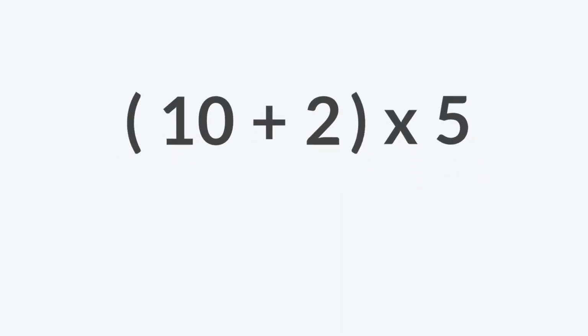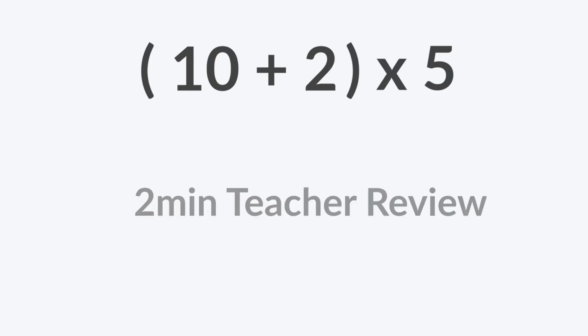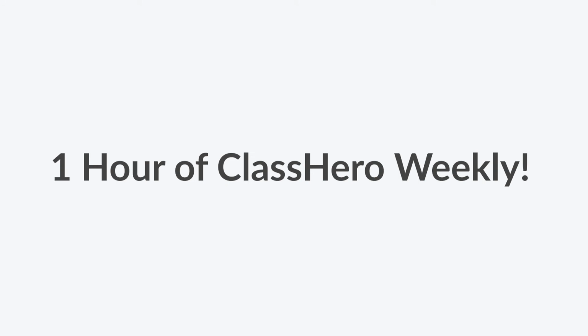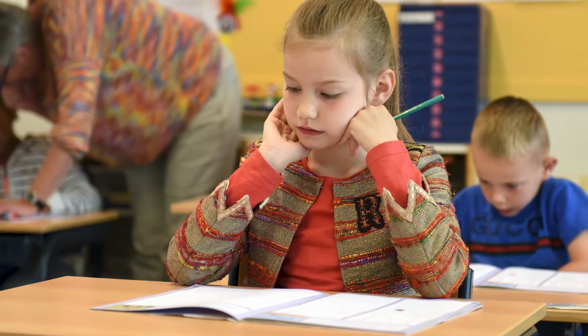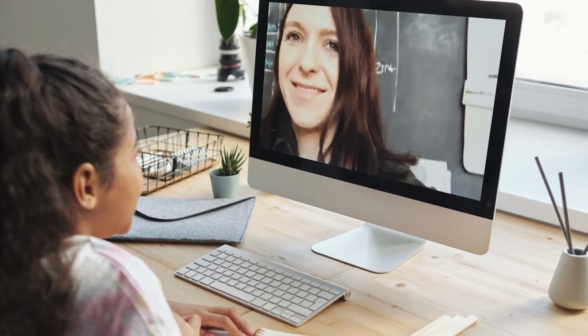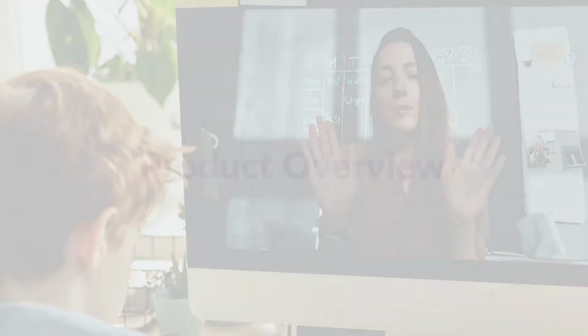The ClassHero formula for success is 10 plus 2 times 5. 10 minutes of daily student practice plus 2 minutes of teacher review, 5 times per week. Do the math, and that's just 1 hour of ClassHero engagement per week, with only about 10 of those minutes requiring your attention. Yes, you can keep your ClassHero dashboard clean and updated with as little as 2 minutes of adjusting and review per day. This allows you to focus on what's most important, your class, and what you're teaching.